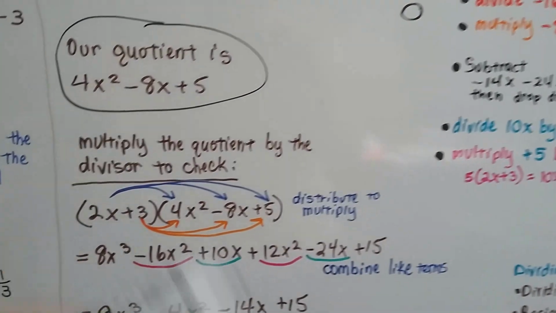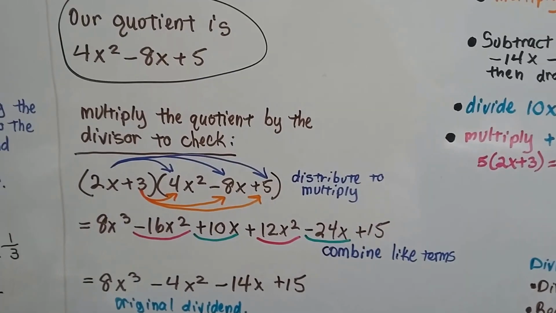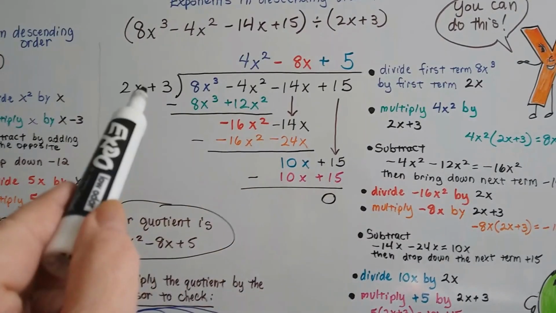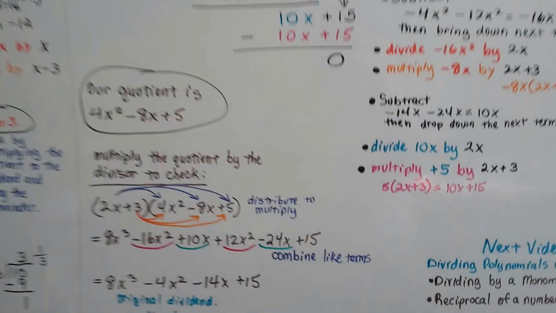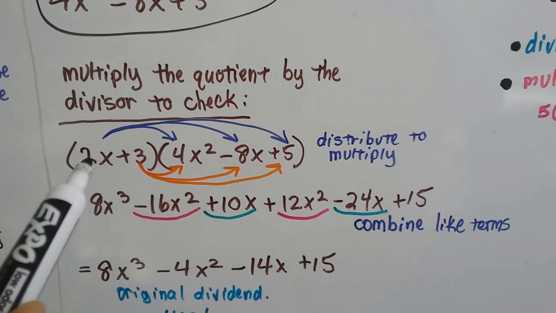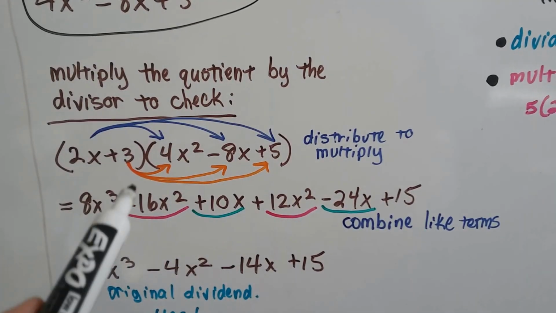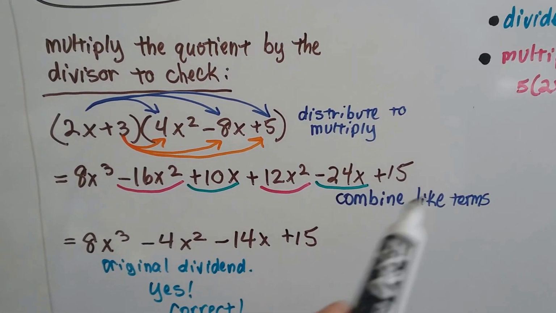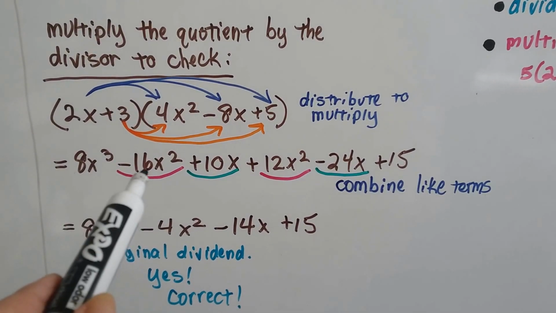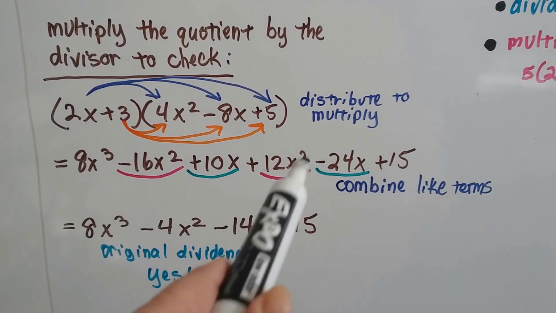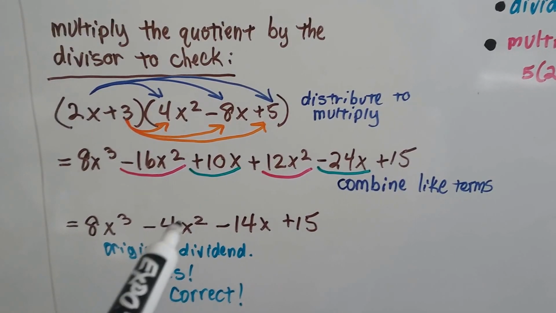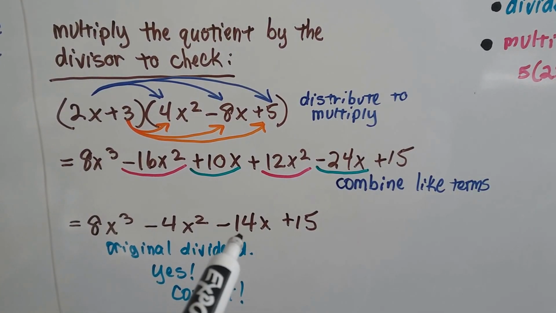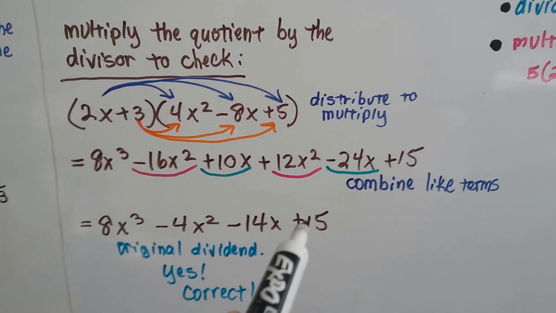Now, if we want to check it, all we have to do is multiply our quotient by our divisor. And we can use the distributive property to distribute this 2x to each of these terms, and distribute this 3 to each of these terms, and this is what we get. Now we can combine the like terms. We combine the pink ones, the x squareds together, and we get a negative 4x squared. We combine these bluish-green ones together, and we get a negative 14x plus 15 at the end.